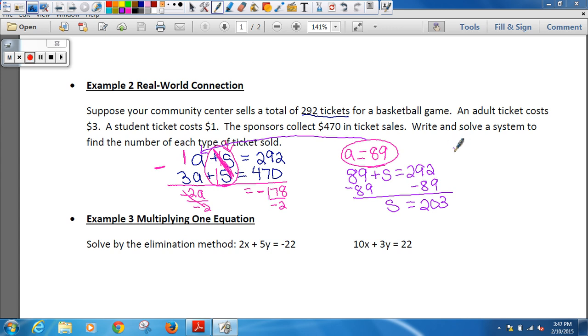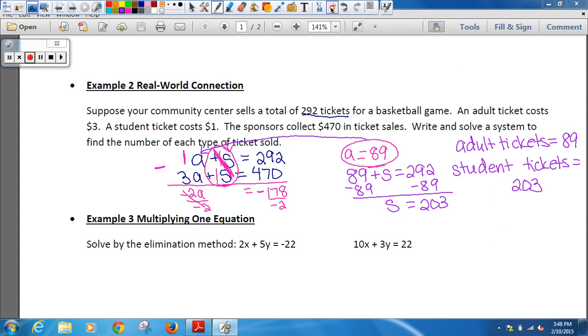So the adult tickets is equal to 89, and the student tickets, not quite a statement, but I'm just kind of shoving it in here, is 203. As long as I can make sure I know what number represents what type of ticket.